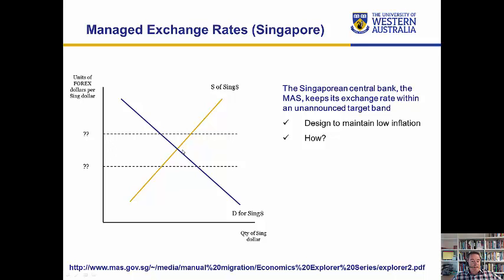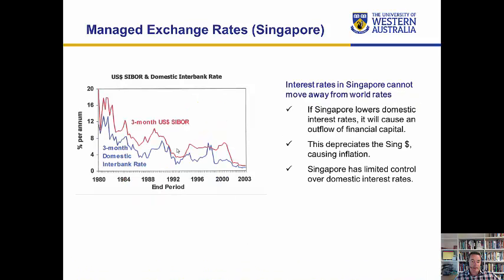So what we can see is if the Singaporean dollar drops too low, it can cause inflation. If it rises too high, it can cause deflation. And that's why the Singaporean dollar is controlled within this upper and lower bound. Now I've got question marks next to this upper and lower bound because the Singaporean central bank doesn't actually announce what these upper and lower bounds are. The Singaporean dollar is actually managed against a trade-weighted basket of currencies, not the US dollar. It's a trade-weighted basket of currencies. So that's a managed exchange rate system.